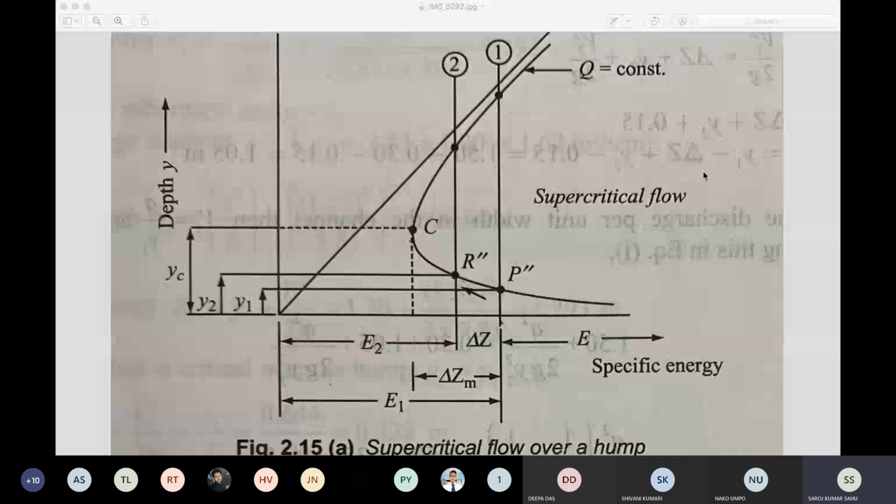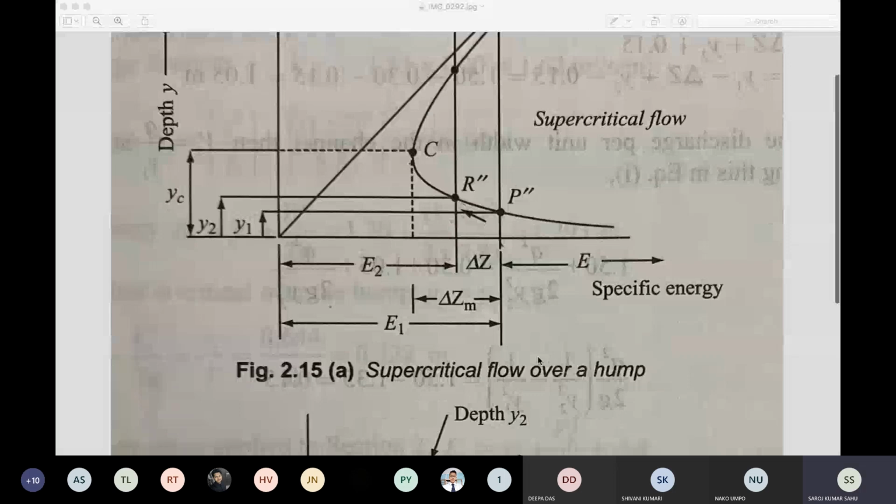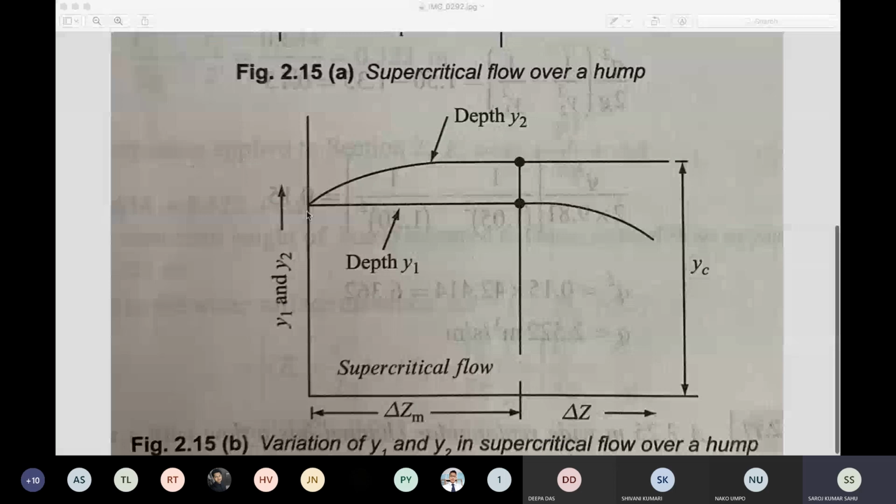So what happens when the vertical move towards right? The flow depth y1 will now be decreasing, as you can see, to provide additional specific energy in the supercritical flow. In the subcritical flow, it was increasing. Okay, so the curve was upward. Now you will see the curve for y1 remaining constant up to delta Zm, and it will be increasing.